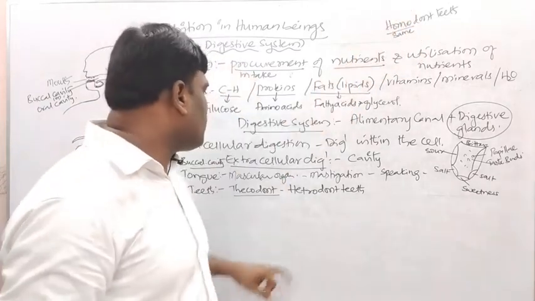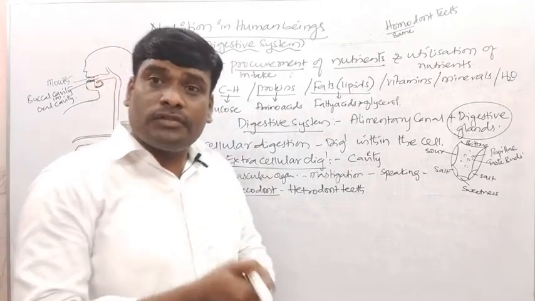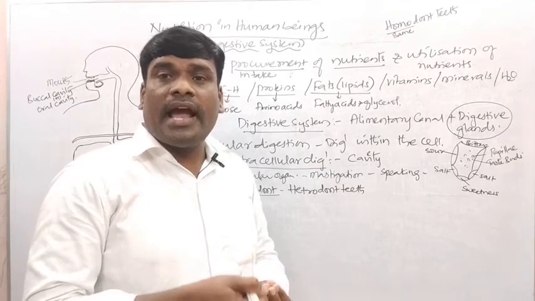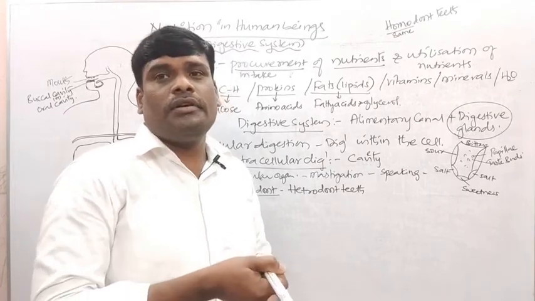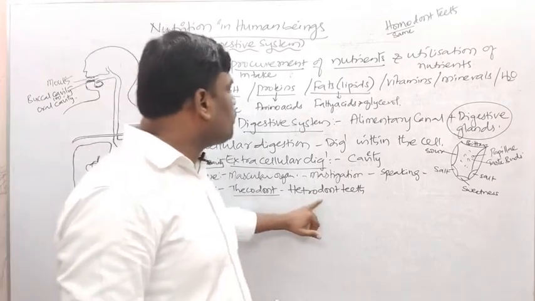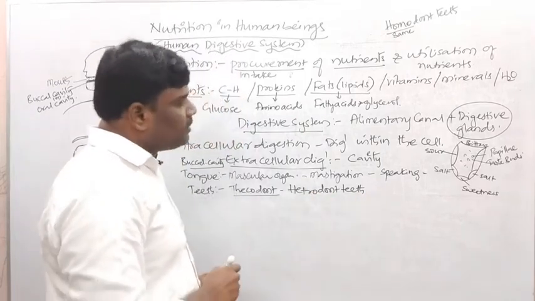Then what about heterodont teeth? The size of the teeth is different, the shape of the teeth is different, and the function of the teeth is also different, children. Such a condition we call heterodont teeth. Is it clear? Right.